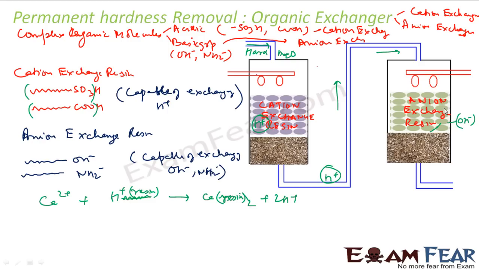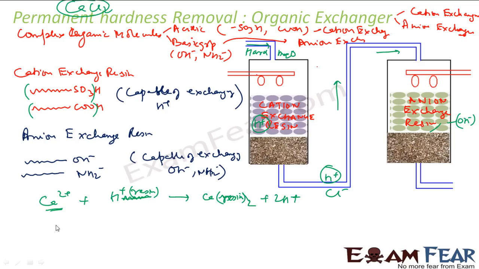Now this guy is an anion exchange resin, right? Because this guy will have H plus, Cl minus. I am assuming that my hardness is due to CaCl2, I'm just assuming in this case. So I took Ca plus 2, right? This is nothing but CaCl2. So I got H plus and Cl minus here. Now this H plus and Cl minus will react with the anion exchanger.